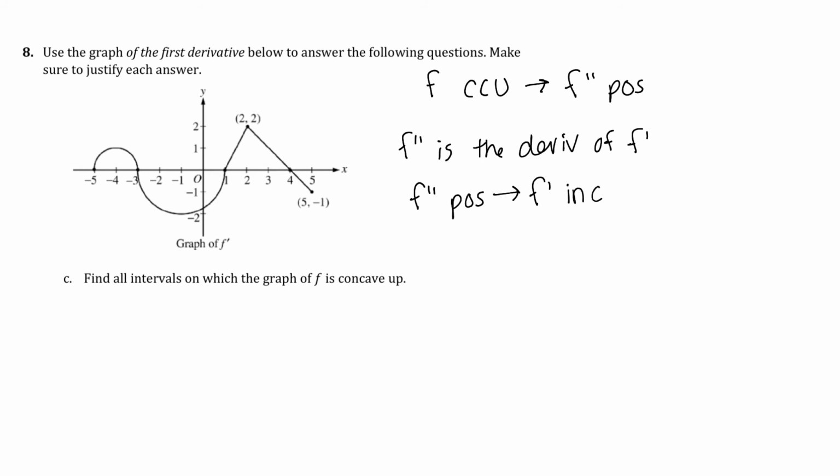So really what this is asking for, since this is the graph of f prime, we're looking, oh, hold on, just one second. Sorry about that. So really we're looking for the places on this graph that we are increasing. Just on this graph, because this is the graph of f prime, where are we increasing? We're increasing here, we're increasing here. So we are increasing from -5 to -4, and from -1 to 2.